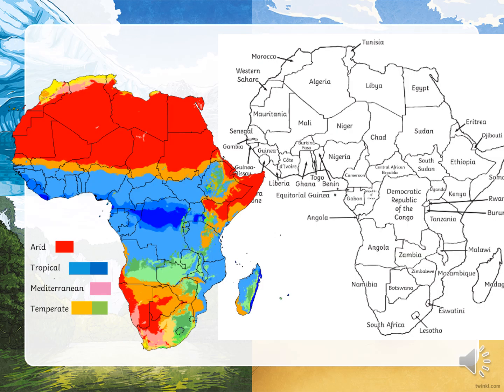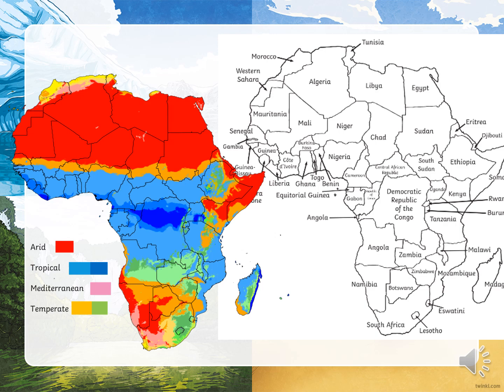So I'm going to ask you a few questions, and I want you to pause the video and see if you can jot down the answers. So can you see on the left-hand side you have the climate map of Africa, and on the right-hand side you've got the names of the countries. So I've put two maps on here so you can match up the country with what sort of climate is there.